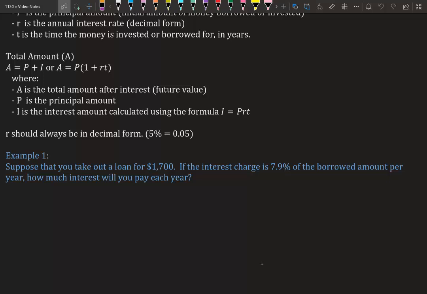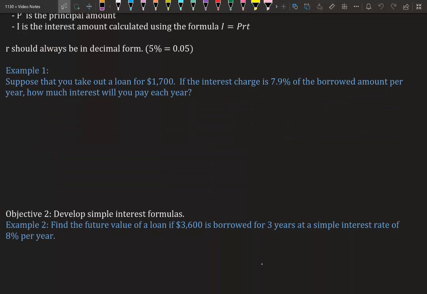P is the principal amount, which is like your original amount, like how much you put down or how much you invested. I is the interest amount calculated using the formula I equals PRT. R should always be in decimal form, so 5% is actually 0.05.